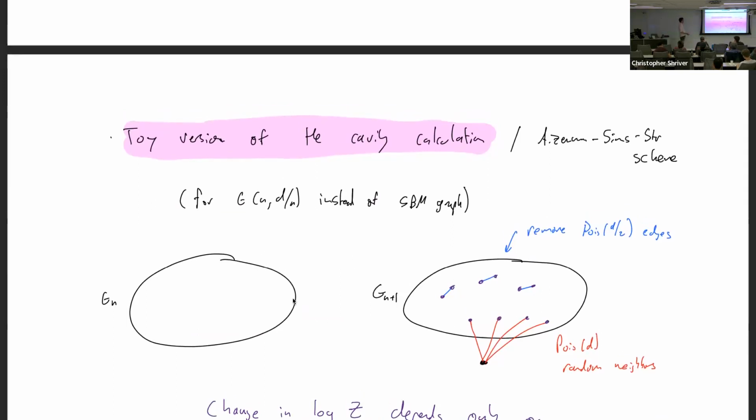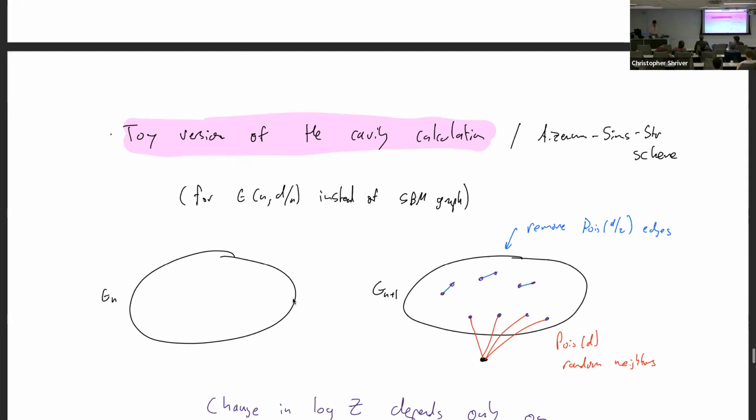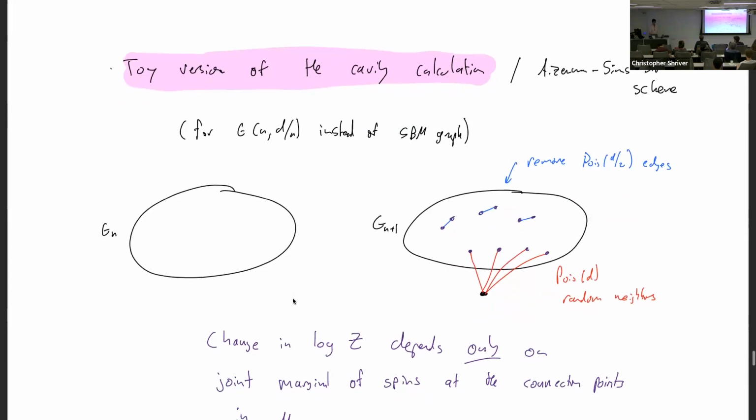Okay, so let me use the last 5 minutes to give you a toy version of the cavity calculation and the Aizenman-Sims-Starr scheme, because this at least should explain in that formula why we had those two terms. Why did we have some product over random marginals and Poisson d and everything like this? At the moment, I'm just going to imagine that we're doing this calculation in the random graph instead of the stochastic block model graph, where the edges are added with probabilities that depend on the planted spin.